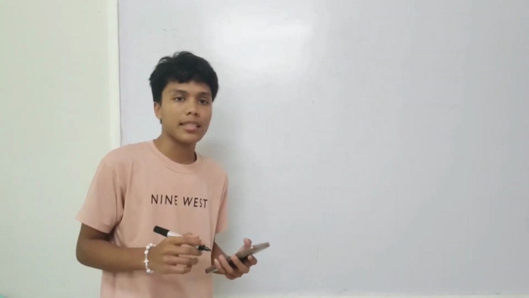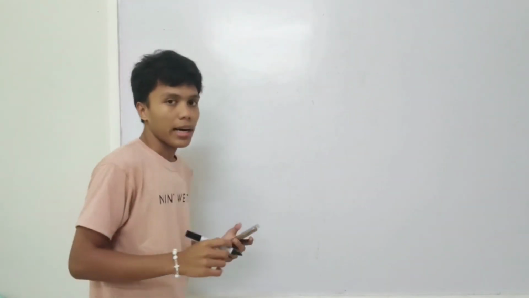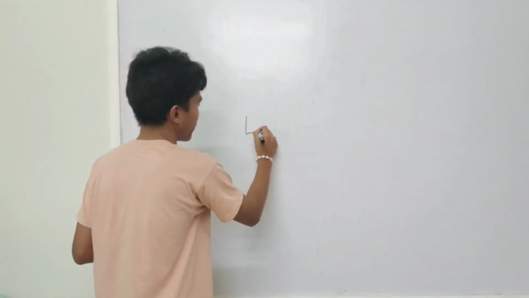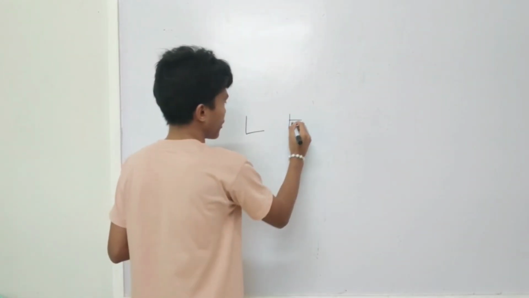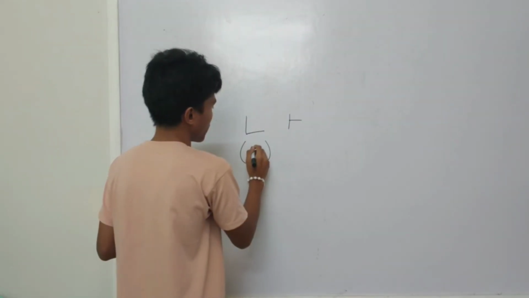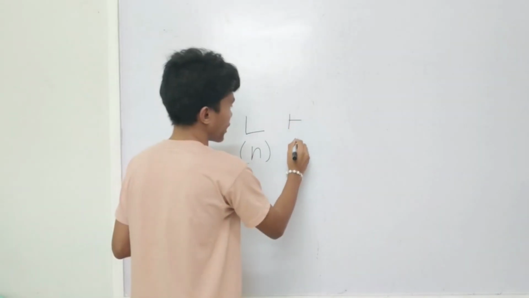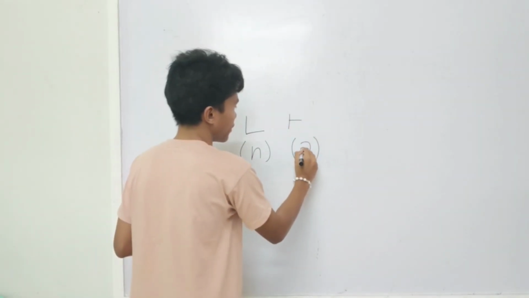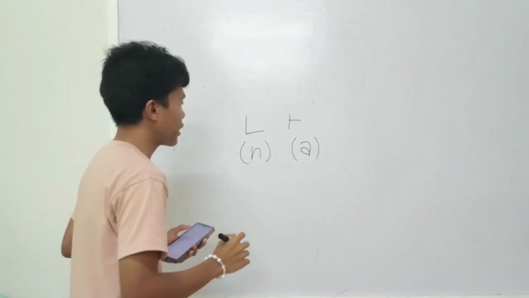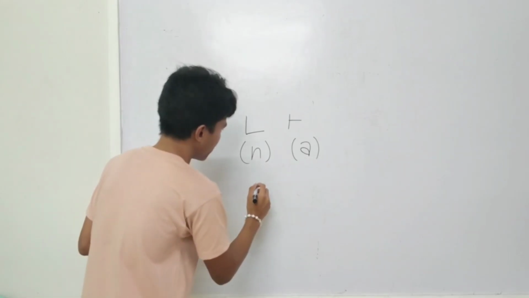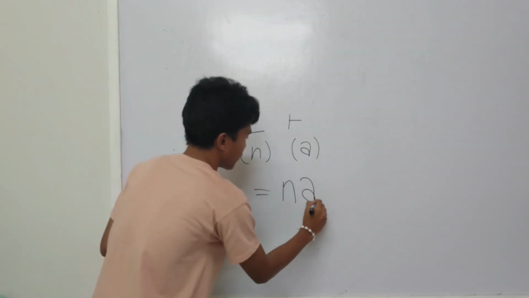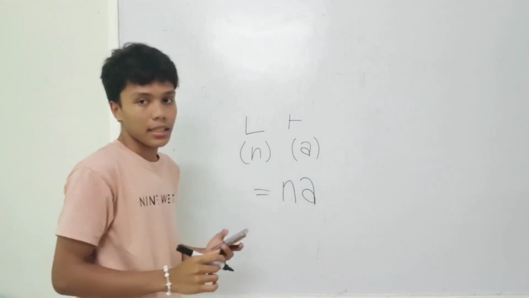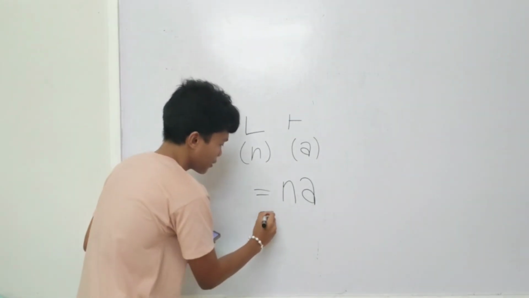So here is an example. We put the consonant N and the vowel A together, and we have the word na, which in English means me.